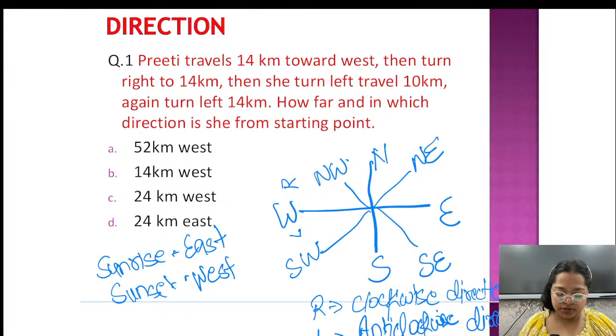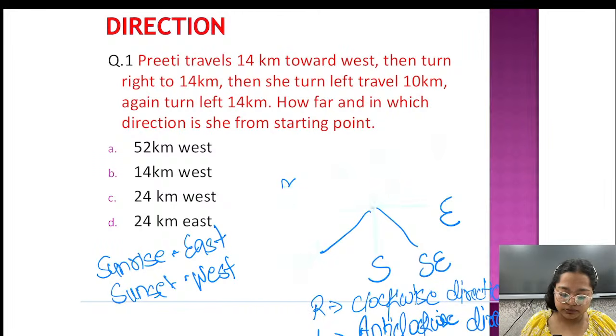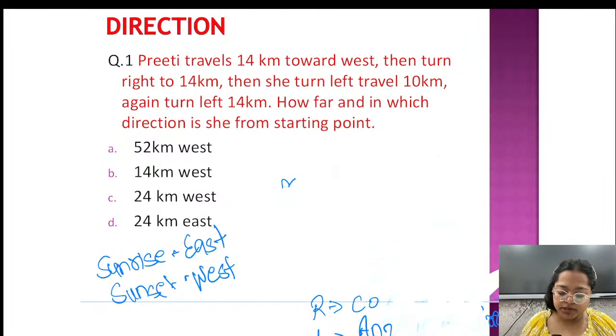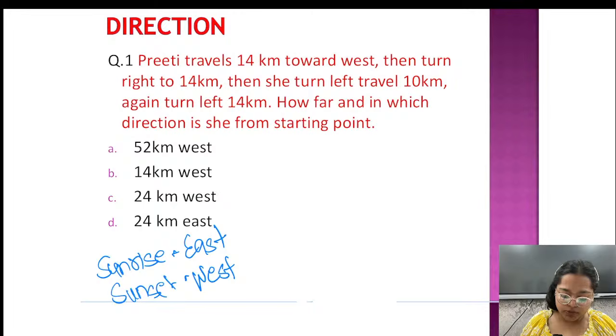Okay, so this is the basic we have to know about directions. Now we will solve this question. We will continue according to what the question says.